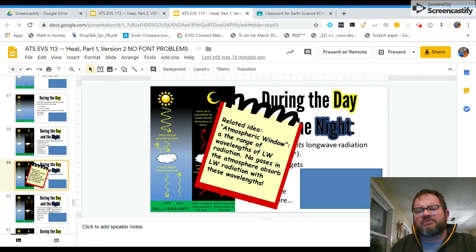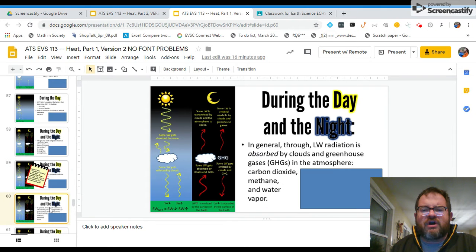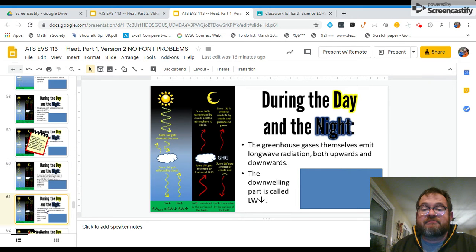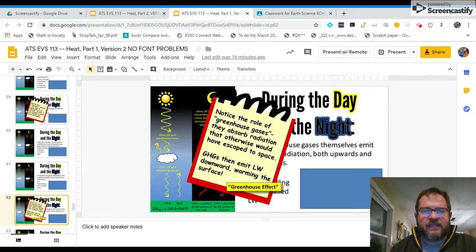This idea that was somewhat complex in here about the atmospheric window, that did not make it to the final version of the test. Let's not worry about that. But in general, this long wave radiation doesn't make it to space. It gets absorbed by the clouds and the greenhouse gases in the atmosphere and does not make it all the way to space. Some of that actually gets emitted back down toward the surface of the Earth. It can be measured as long wave or terrestrial radiation coming down from the sky towards the ground. That's called downwelling long wave radiation or long wave down.